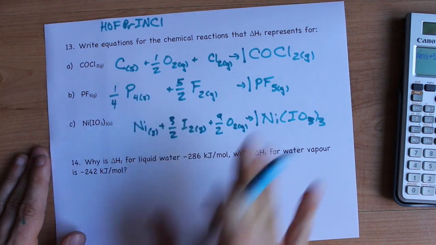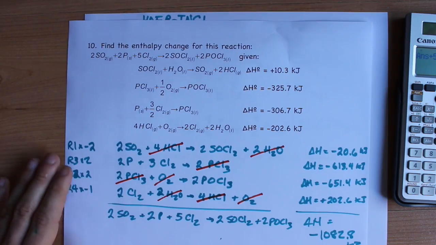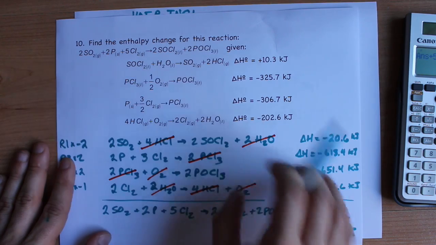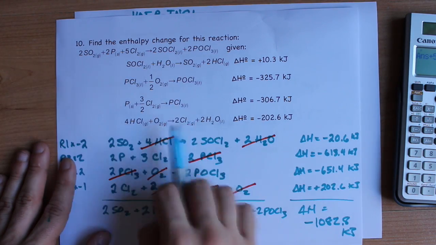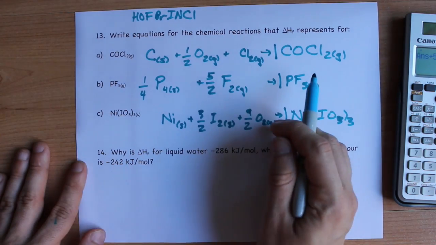The toughest questions I see are Hess's Law questions. Hess's Law should be, how far back did I do it? Questions like this. But instead of giving you a target reaction, they say use these reactions to calculate the delta HF for some other chemical.